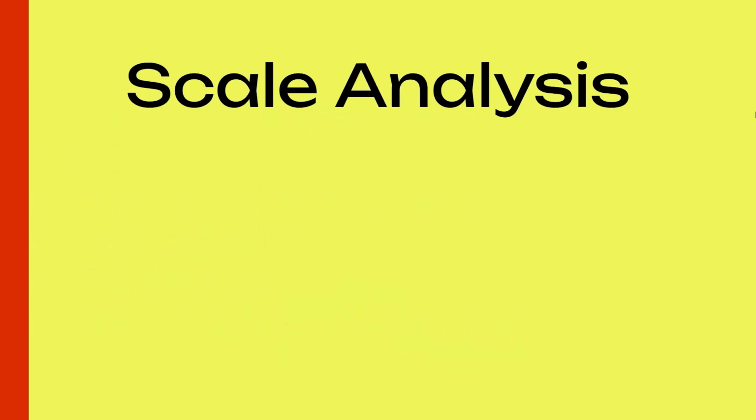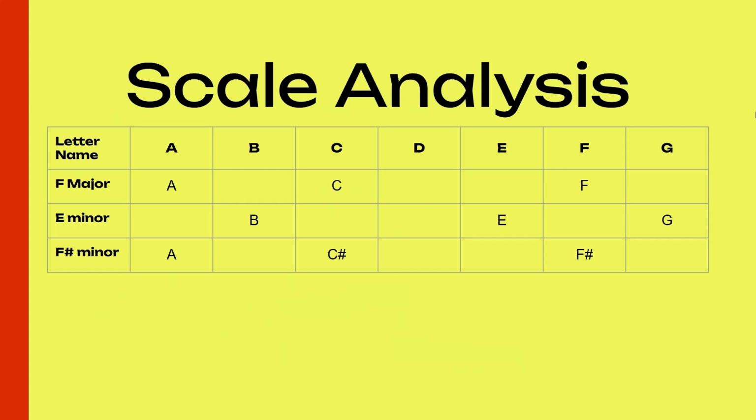Let's talk a little bit about the scale analysis. We started with 3 chords and we didn't specify what scale this was in. Remember our 3 chords, we had F major, E minor, and F sharp minor in that order. If we take a look at the 7 letter names that are associated with Western music, we can map out what notes are played in each chord. For F major, we have F, A, and C. For E minor, we have E, G, and B. And for F sharp minor, we have F sharp, A, and C sharp.